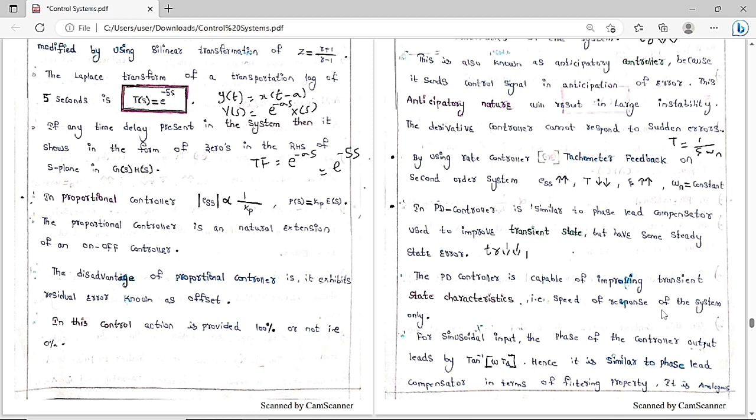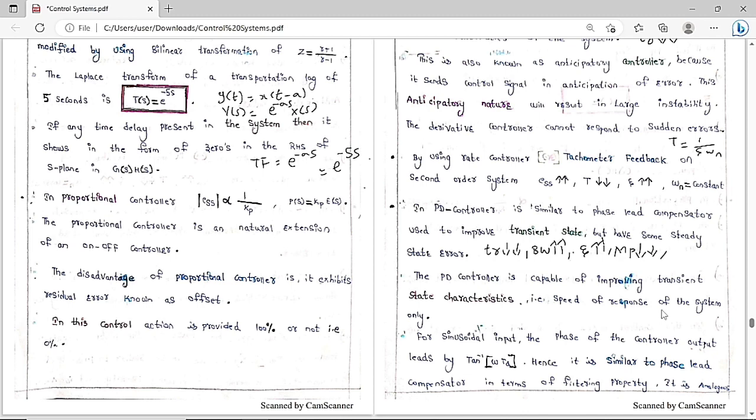So rise time to bandwidth is always equal to a constant. So as rise time decreases, the bandwidth will increase. And also, I've already told you that the damping ratio is going to increase, so the peak overshoot is going to decrease. This one I've already told you.